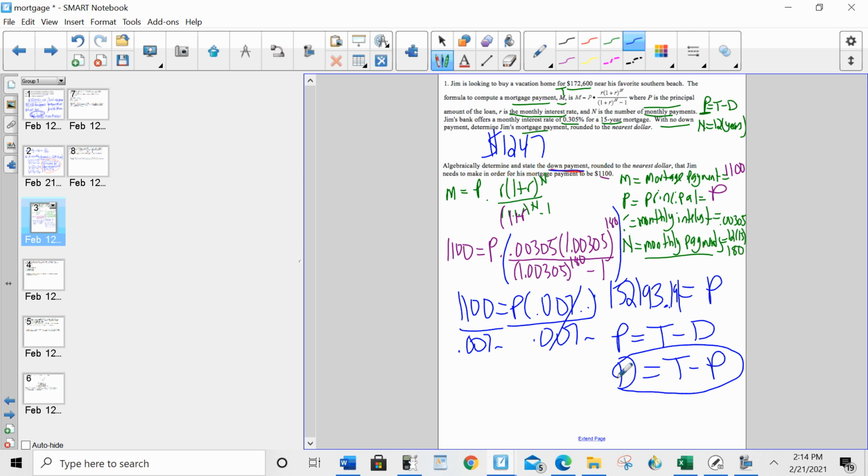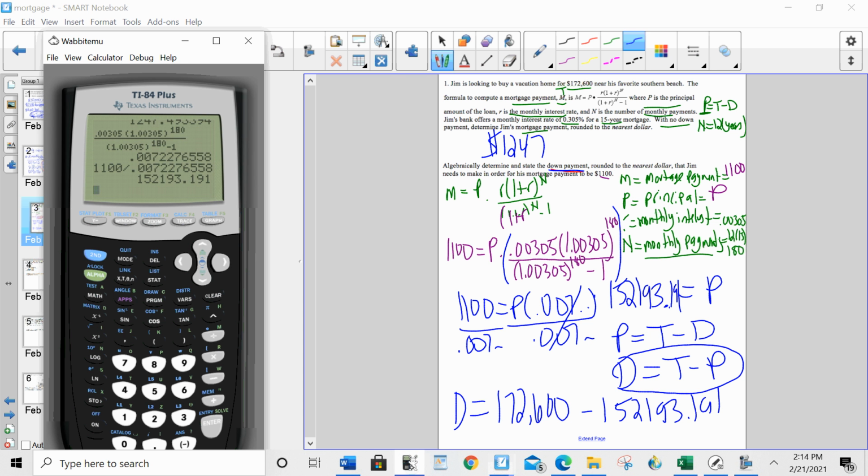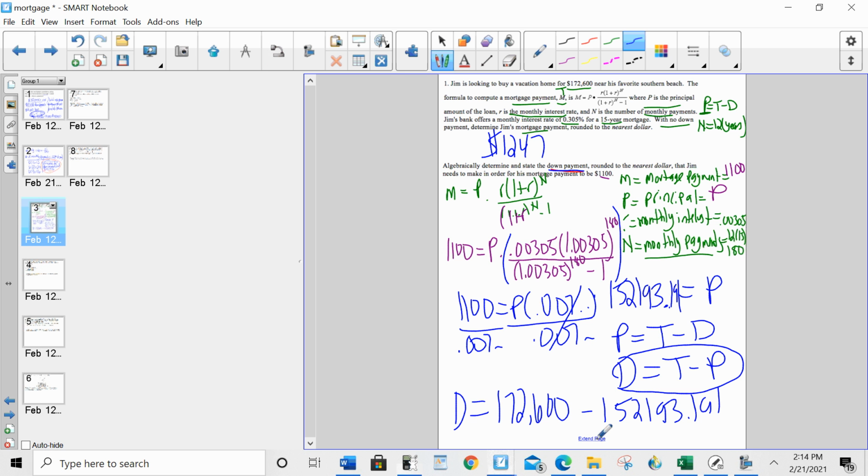So the down payment is your total, which is 172,600, minus the principal, which is 152,193.191. So 172,600 minus, copy and paste, to the nearest dollar, 20,407.